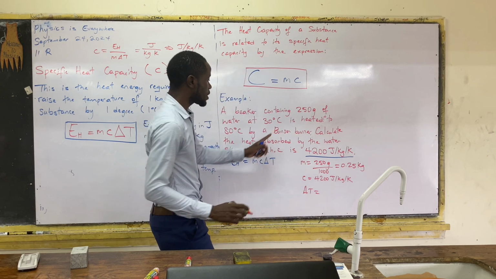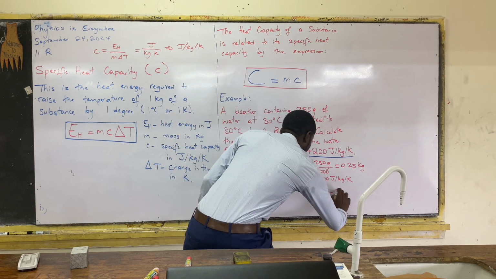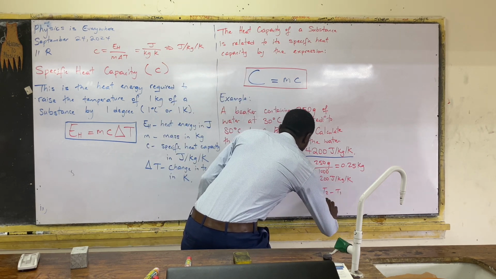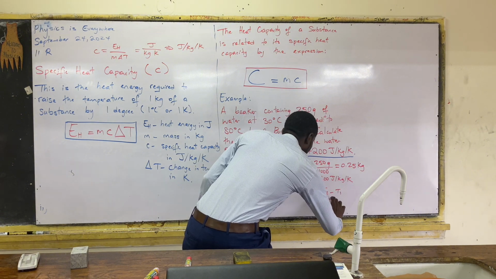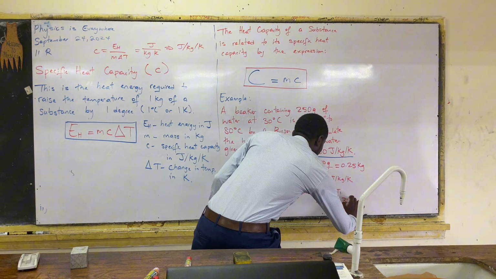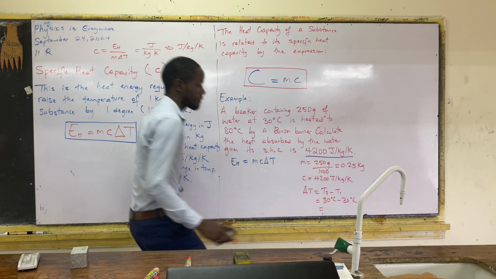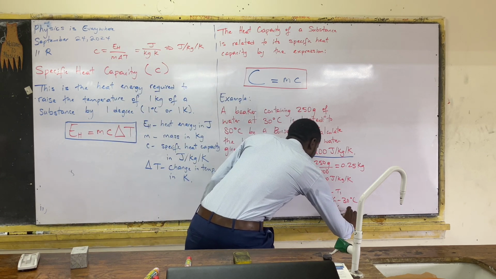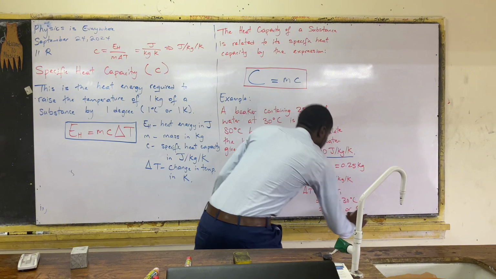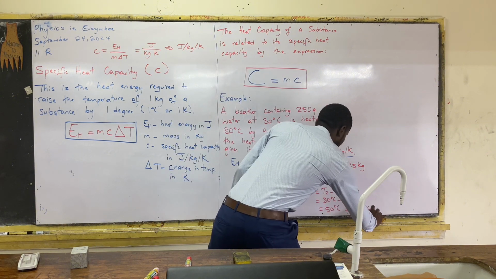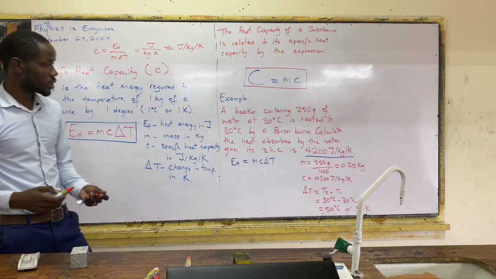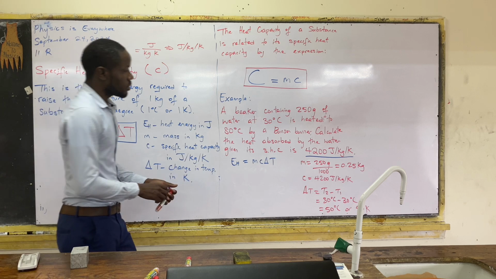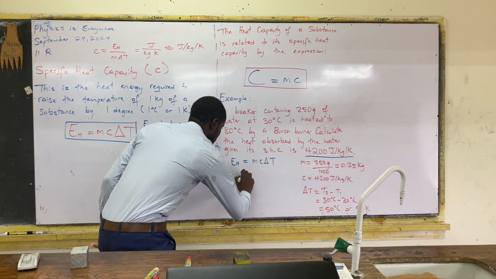That now, we're going to have T2 minus T1, which is 80 degrees Celsius minus 30 degrees Celsius, which is what? 50, right? 50 degrees Celsius or 50 what? Kelvin, right? Because the same thing, because there's a change in temperature. So they will be the same thing. Plug in this now and work out.